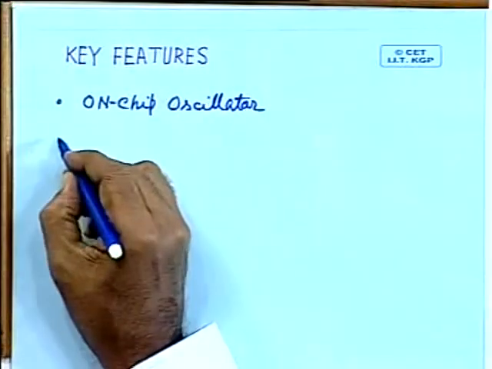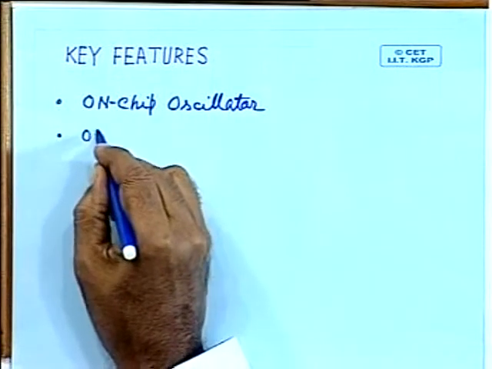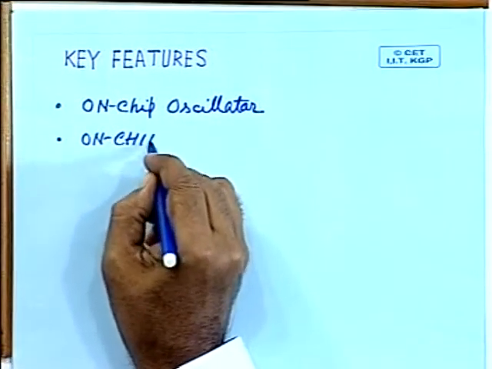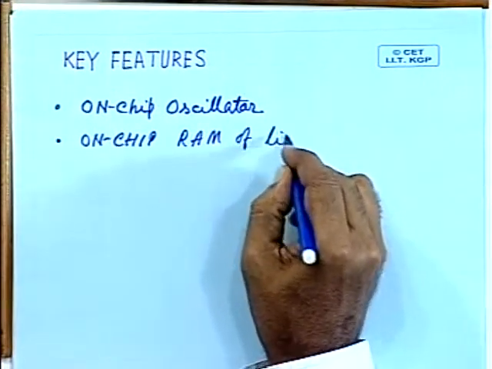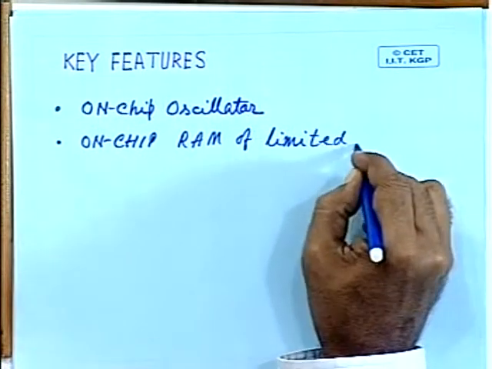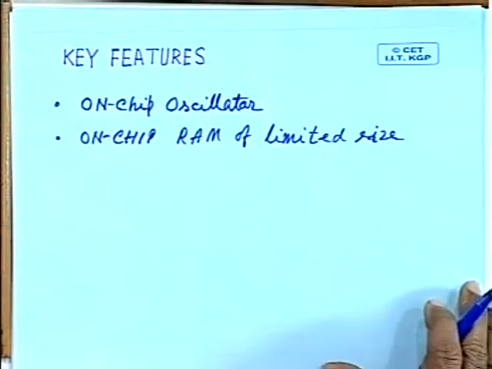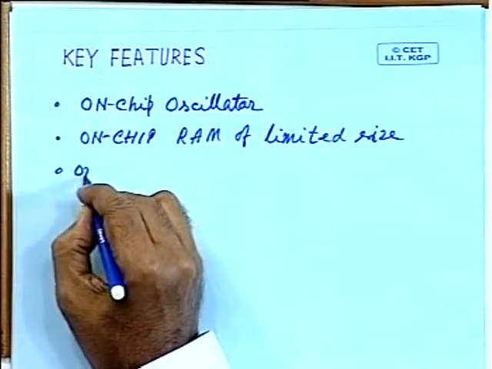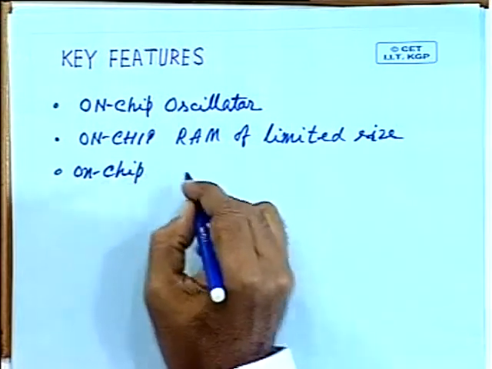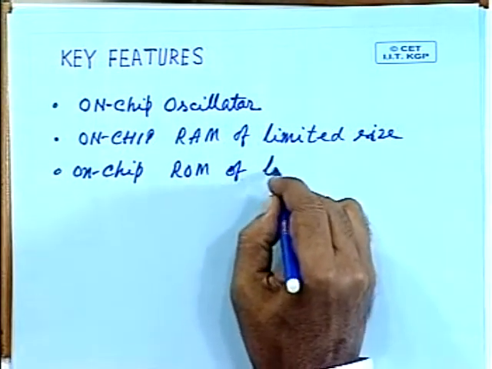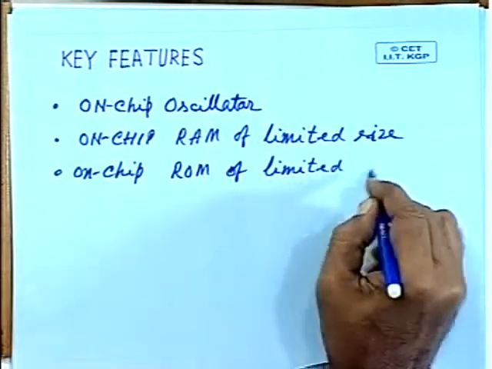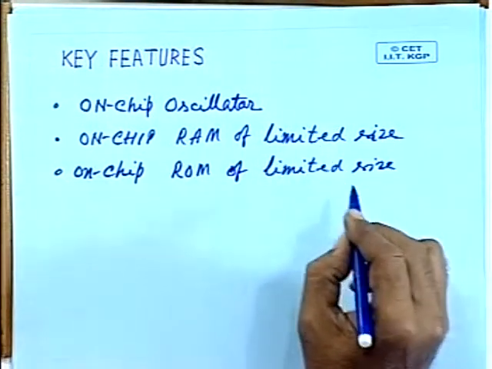And the second important characteristic, it must have on-chip RAM of limited size. Obviously, it must have on-chip ROM, obviously of limited size, and this size is decided in such a way that it satisfies the requirement of most of the applications, the majority of the applications.